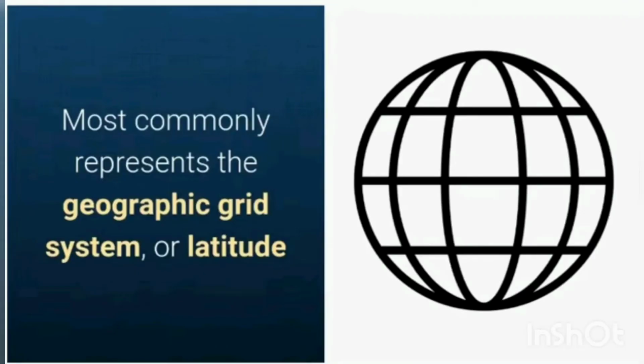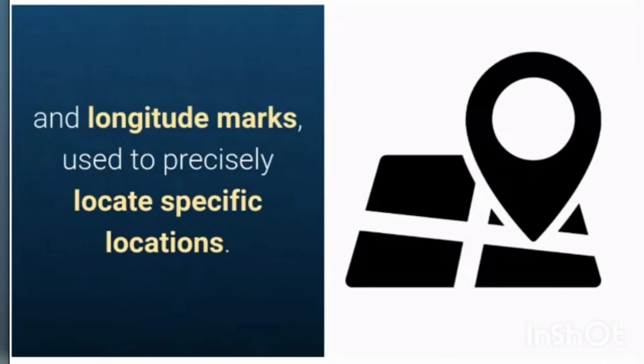Most commonly it represents the geographic grid system of latitude and longitude. Now you can see the grid system, how it is. They have given you the longitudes, North Pole to South Pole, and you are having the latitudes. Latitude and longitude marks are used to precisely locate a specific location. So wherever these two lines join, with the help of the checks they can mark that particular place for the location.